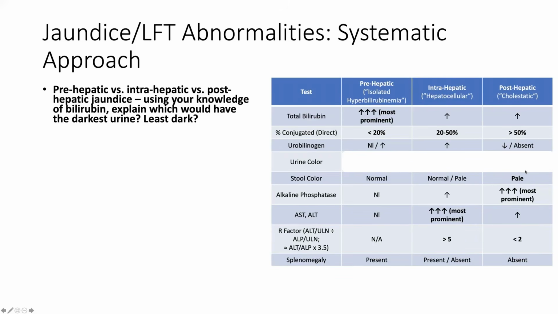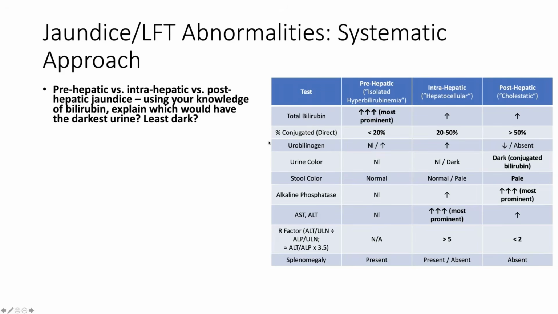All right, we'll move to Matan. So Matan, what do you think? So we look at the solubility or the polarity of the molecules. Direct bilirubin is polar, therefore it's not bound to albumin, it's freely filtered, it'll end up in urine, and urine will be dark. Unconjugated or indirect is non-polar, it's bound to albumin, not freely filtered, it won't darken the urine. Yeah, exactly. So in other words, the post-hepatic is going to have the darkest urine.